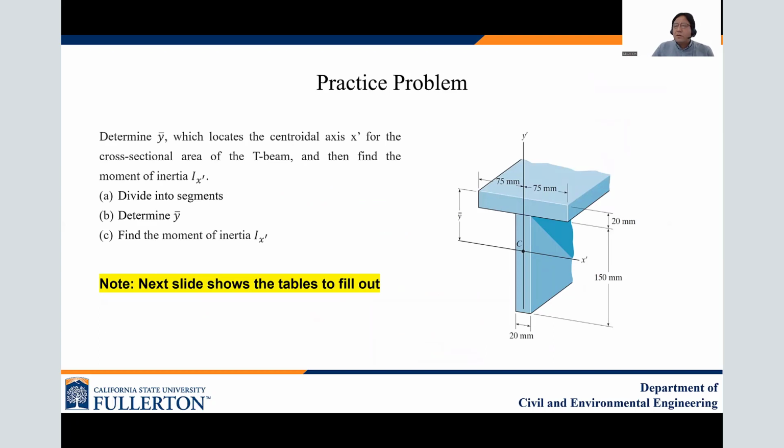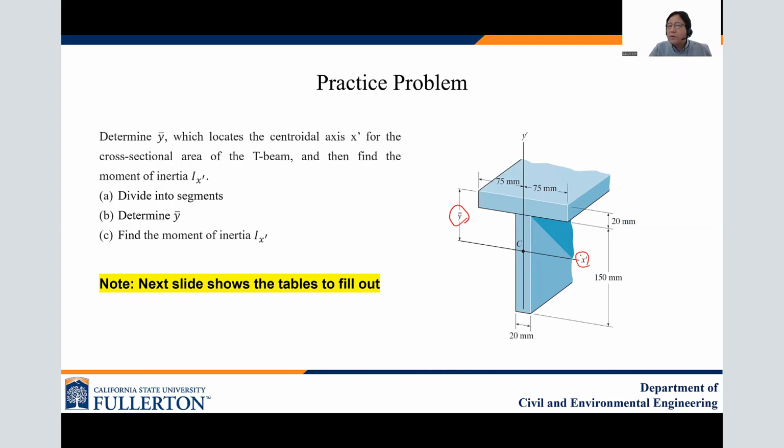This slide shows the practice problem. This problem asks to determine the centroid for the cross-sectional area of the T-beam and then find the moment of inertia about the centroidal axis x prime. You can see that this is a T-beam. First thing, you need to find the centroid location, so you can find the location of the y bar. The first step is to find the centroid.